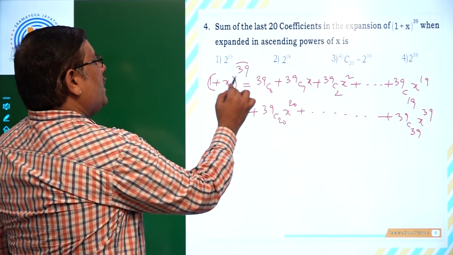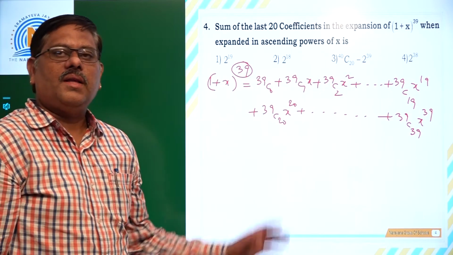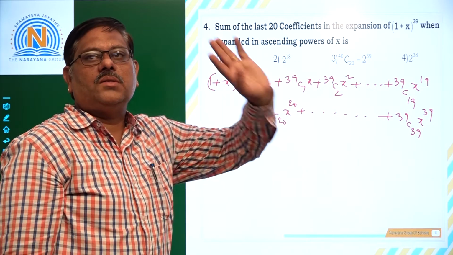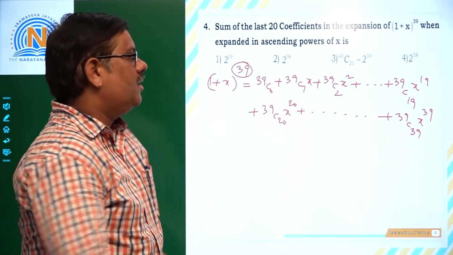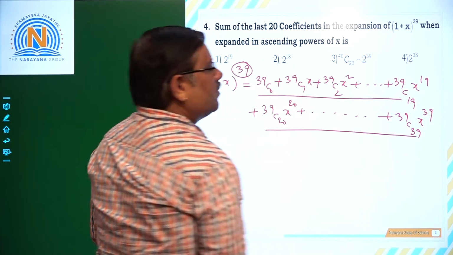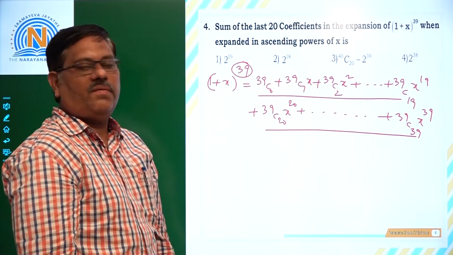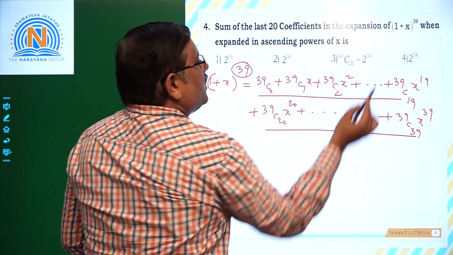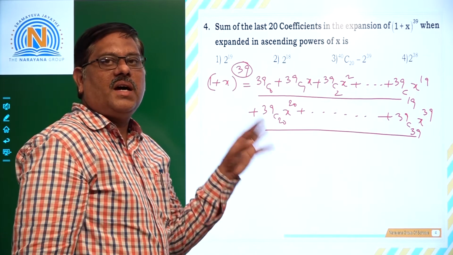As the power is 39, overall how many terms will be there? The number of terms will be one more than the binomial power. That is 40 terms will be there. In that 40 terms, these are the first 20 terms and these are the next 20 terms. Fine? Here 39C20 is equal to 39C19. Both are equal.